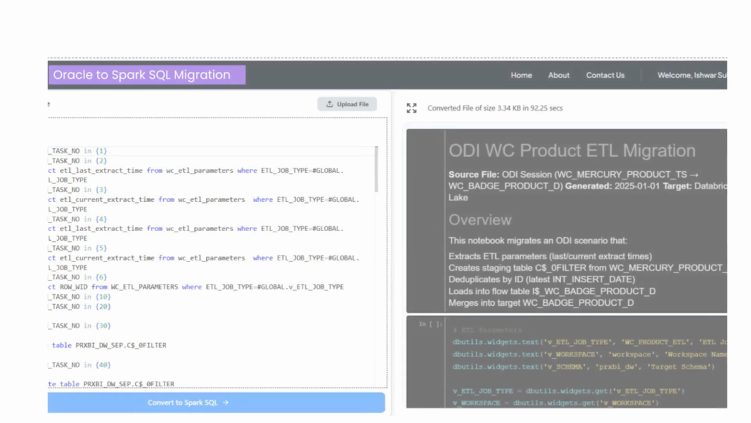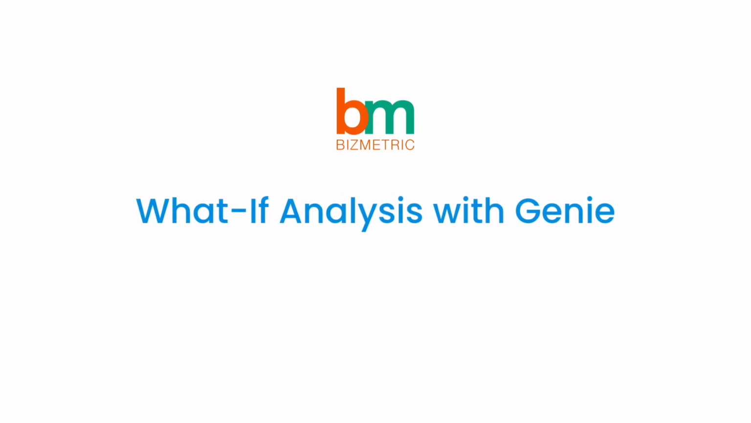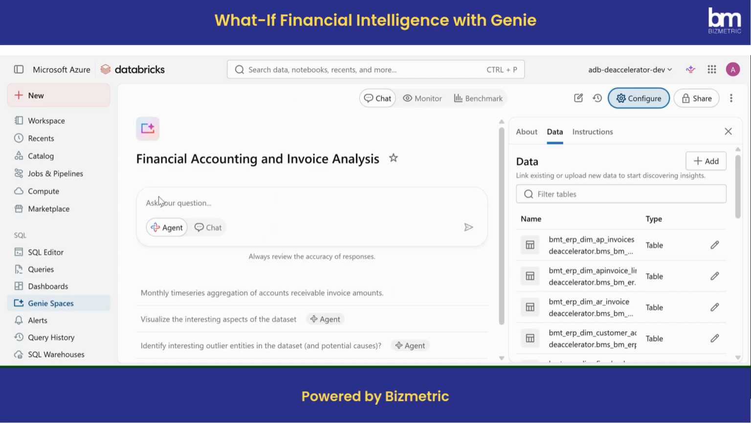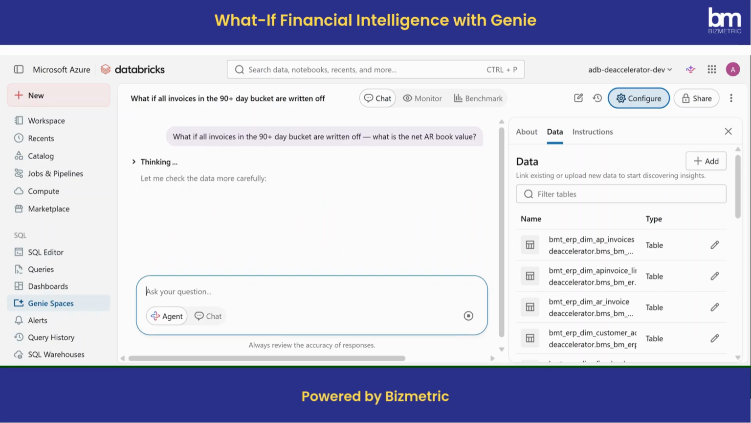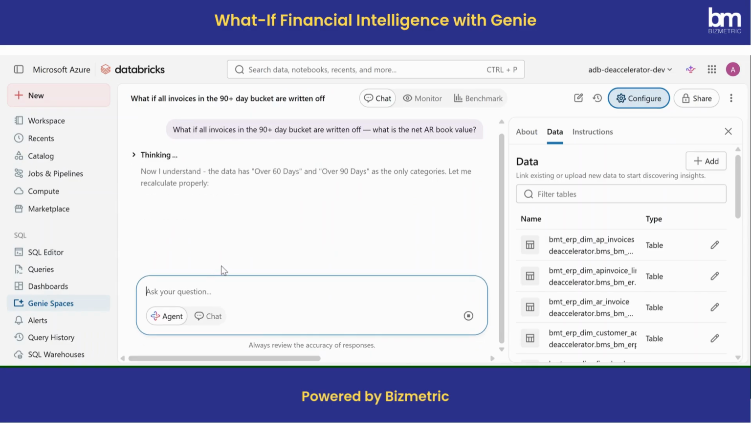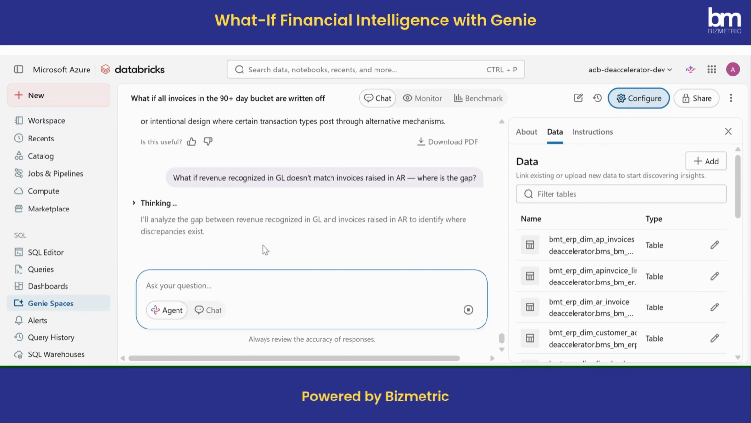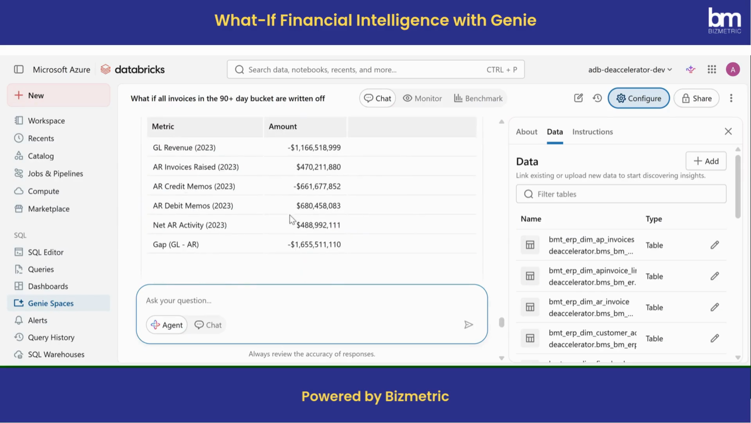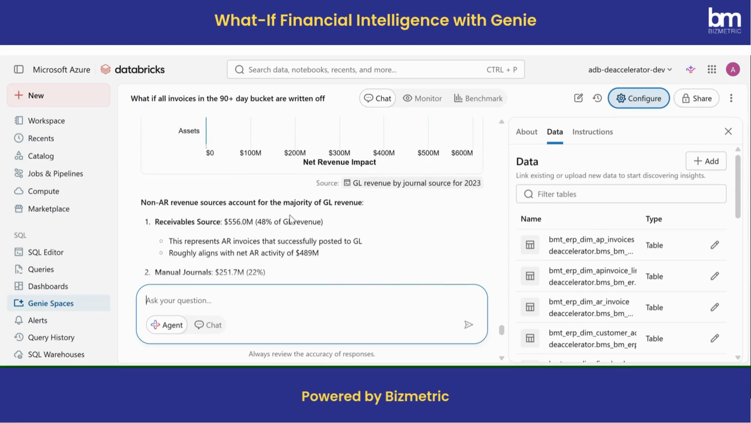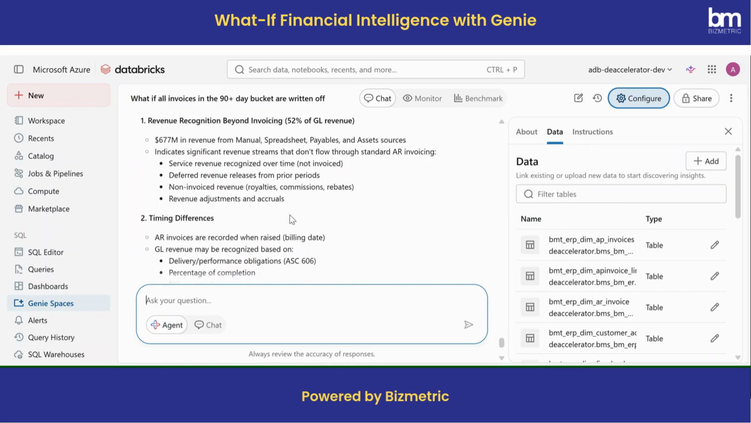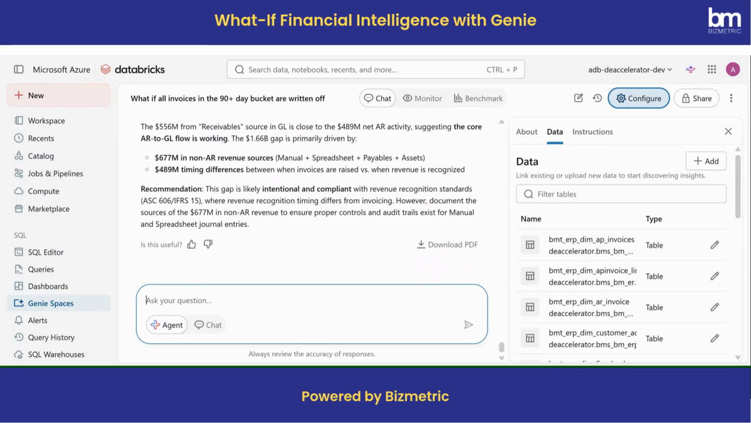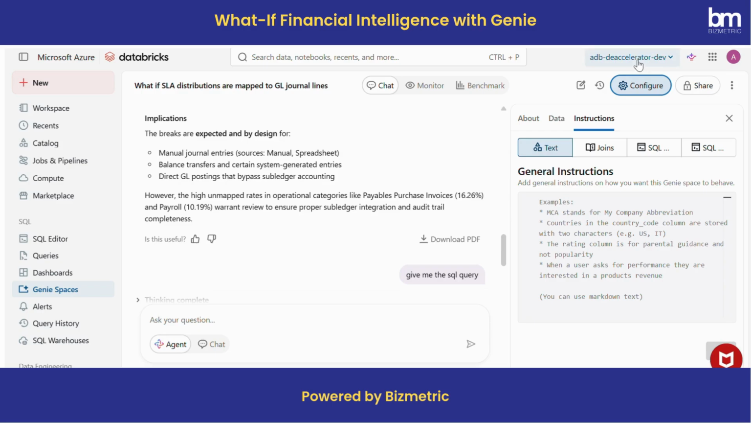We've enabled Genie across the finance ecosystem to let business users ask natural language questions and instantly gain insights into accounts receivable, accounts payable, general ledger, and cash flow scenarios. The solution supports real-time what-if analysis, financial reconciliation, and revenue validation across subledgers and the GL. Genie also provides full transparency by exposing underlying SQL queries for auditability and validation.